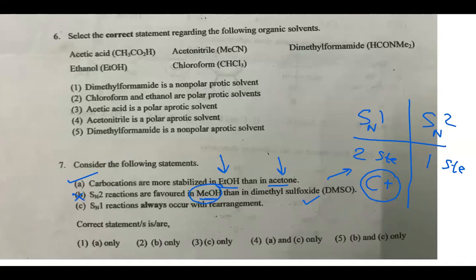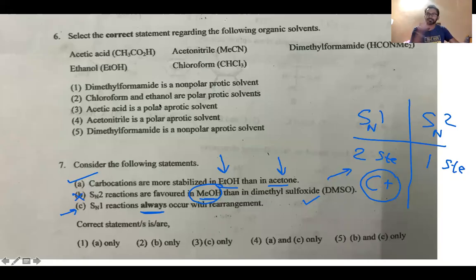So the third one, SN1 reactions always occur with rearrangement. Not always, but sometimes with the carbocation, if a tertiary position can be reached, a rearrangement from secondary to tertiary can happen, but not always. E1 is the same. So the answer is the first one.